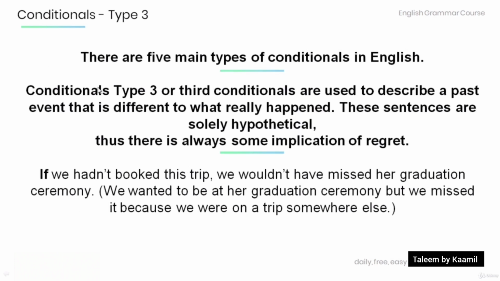Now there are 5 main types of conditionals in English, and amongst them are conditionals type 3 or third conditionals. Now, conditionals type 3 or third conditionals are used to describe past events that are different to what really happened. Note that these sentences are solely hypothetical. Thus, there's always some implication of regret. Have a look at the example below.